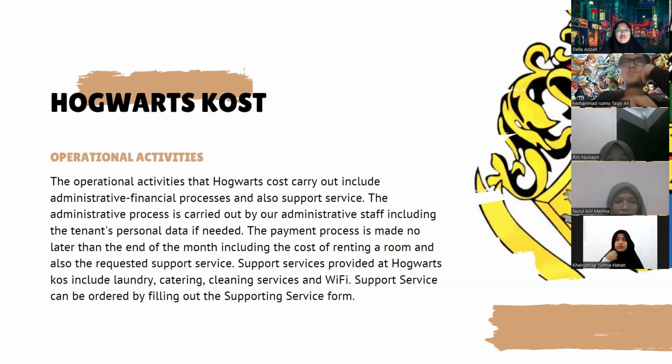HOGWART Kost operational activities include administrative and financial processes and also support services. The administrative process is carried out by our administrative staff, including the tenant's personal data if needed. The payment process is made at the end of the month, including the cost of renting a room and also the requested support service. Support services that HOGWART Kost provides are laundry, catering, cleaning service, and Wi-Fi. Support services can be ordered by filling out the supporting service form.